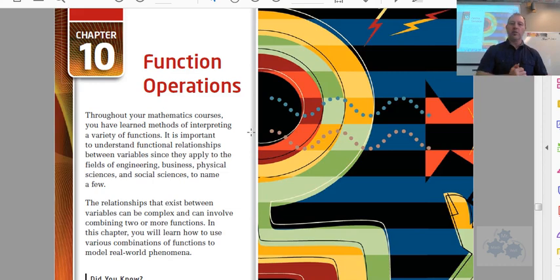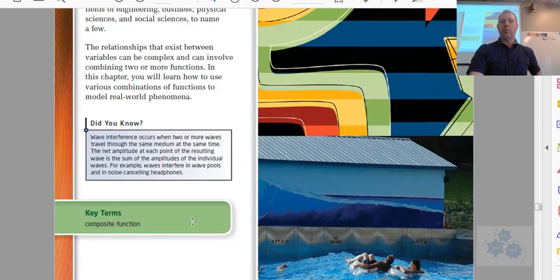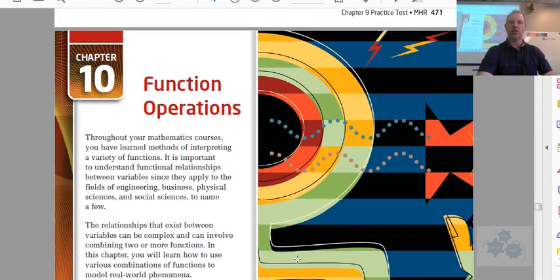So function operations, we're going to study just that. We're going to add, subtract, multiply, and divide functions. We're also going to put functions inside of other functions, which is really cool and really important for us to understand. That's called composite functions, okay? When a certain function goes inside of another function. And we'll talk more about that as things progress through the chapter.